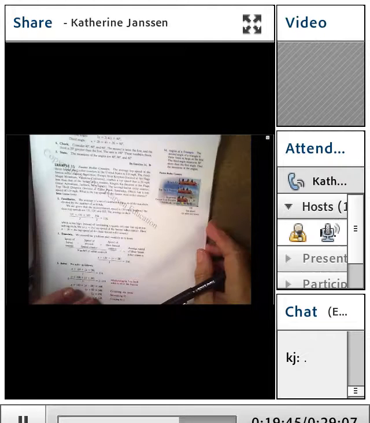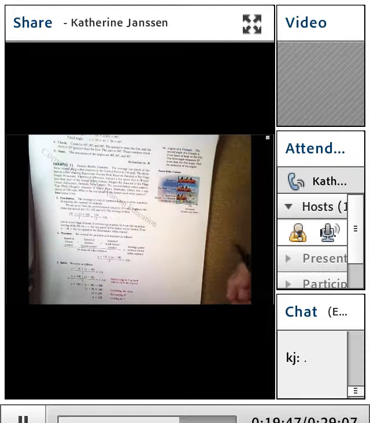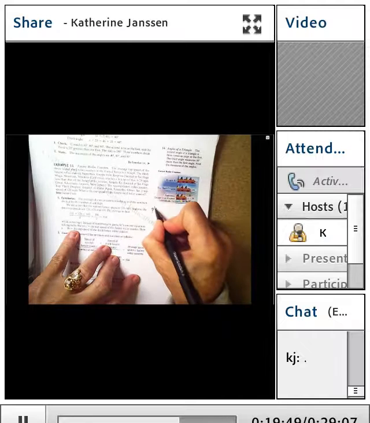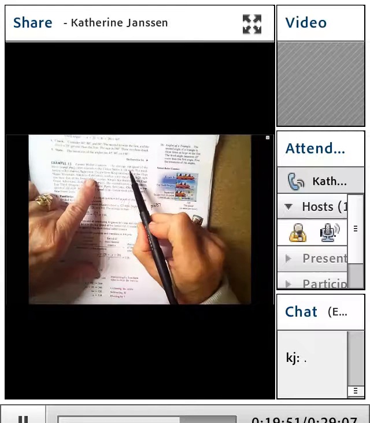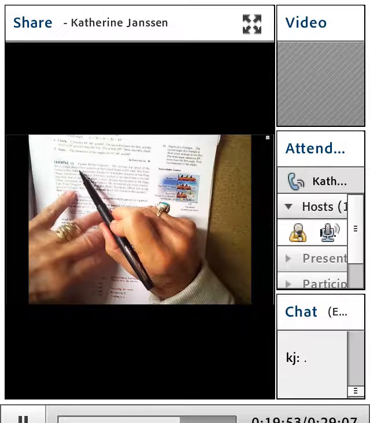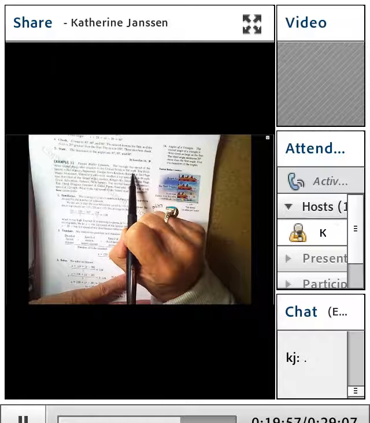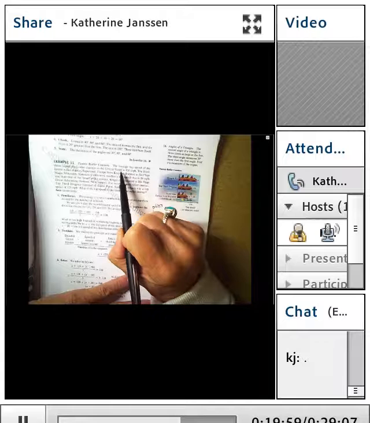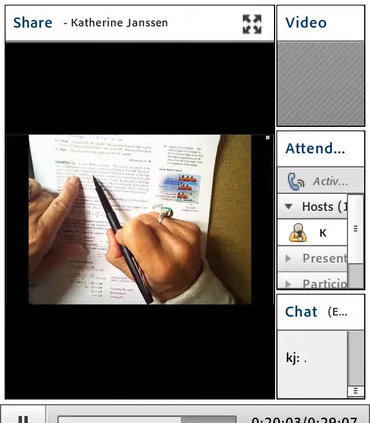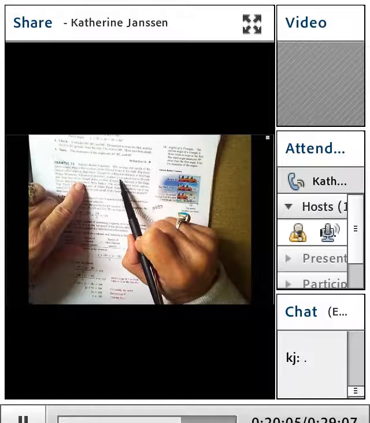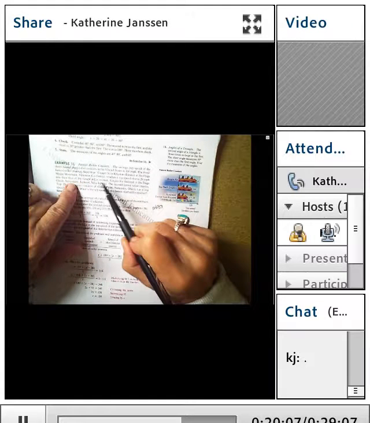This is example 11 on page 687. It says the average top speed of the 3 fastest roller coasters in the United States is 116 miles per hour. That's the average of the top 3. The 3rd fastest roller coaster reaches a top speed of 28 miles per hour less than that of the fastest.